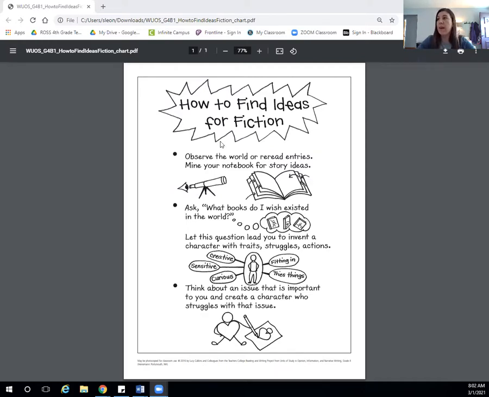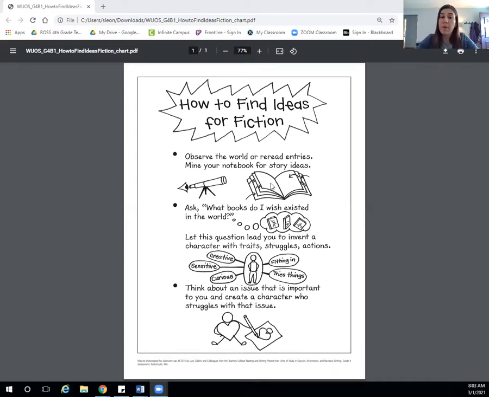And it says how to find ideas for fiction. Observe the world or reread entries or look through your notebook for story ideas. And I was just flipping through my notebook and I was finding some story ideas in there from when we were taking notes about the American Revolution previously. So that is helpful. It says, ask, what books do I wish existed?